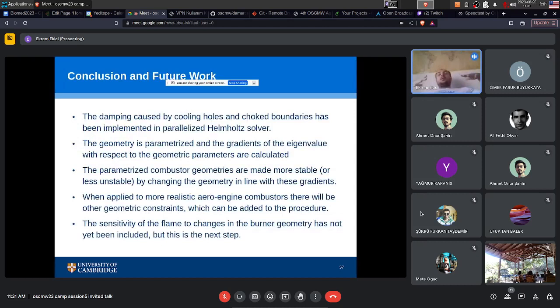So the conclusion: I implemented the damping caused by cooling holes and choke boundaries in my Helmholtz solver, I parallelized my Helmholtz solver, and I parameterized the geometry and the gradients of the eigenvalue with respect to the geometric parameters. The parameterized combustor geometries are made more stable or less stable by changing the geometry in line with these gradients. My future work is to apply this procedure to complex combustor geometries. The models I showed you are very simple, so I need to make more sophisticated burner models to capture the growth rate more accurately.